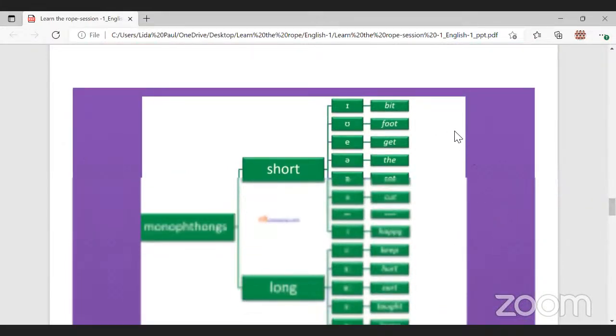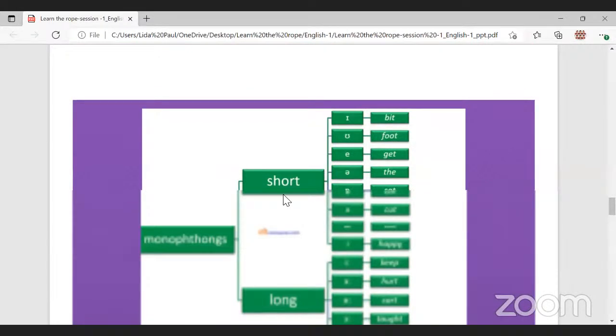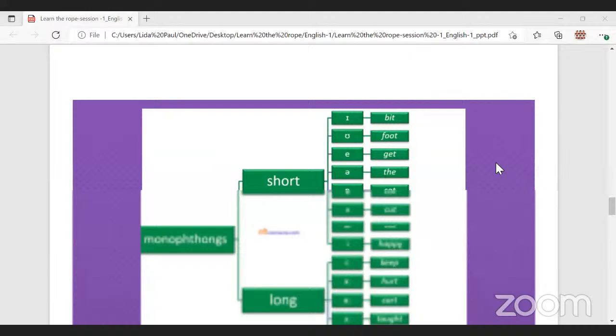Is it blurred for me or is it blurred for you also? Does the screen look a little blurred to you? I am not sure why that happened. Let me stop and share again. Still so. Okay, all right.